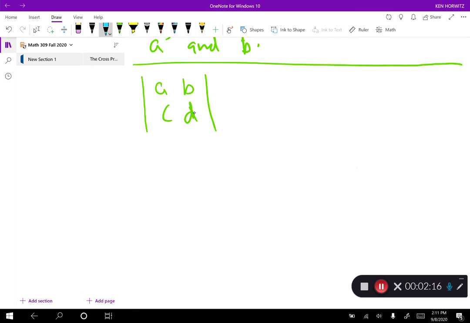Basically, what I did when I started learning determinants was I went from D and drew an arrow straight up, and I went from C and drew an arrow straight up. Then I multiplied those two numbers. So this would equal AD minus CB.